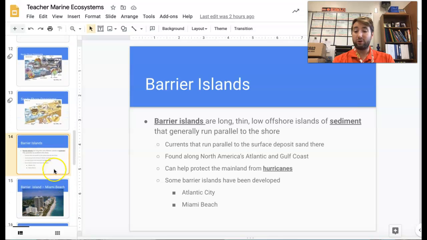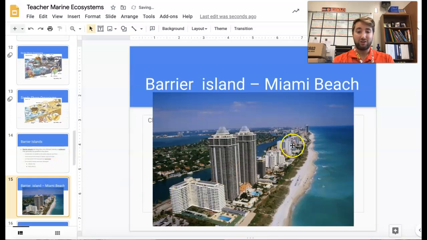So just to show you some, this is Miami Beach. This is going to be parallel to the ocean currents. And this is just due to the fact that all of this sediment has been washed up over hundreds of years. So then they developed it and turned it into Miami Beach. I mean, it's super nice to go to, but these things get hammered whenever you have hurricanes and all that kind of stuff.